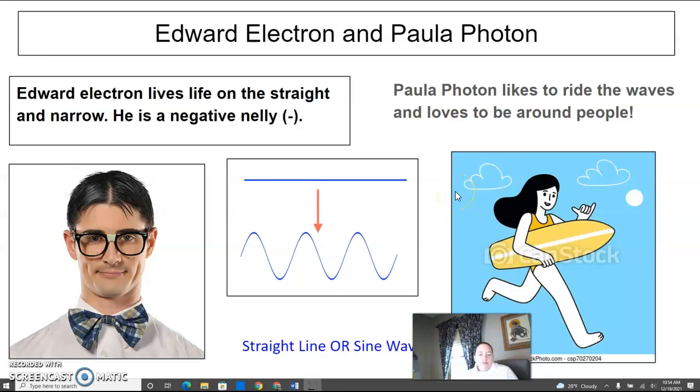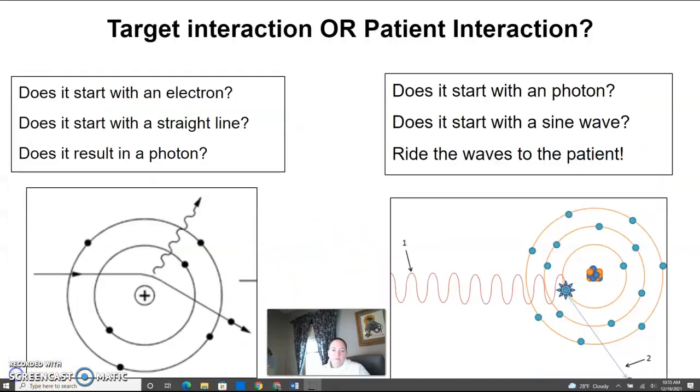Trying to figure out if the interaction is starting with an electron or starting with a photon is fairly easy. It's either going to start with something traveling in a straight line, or something traveling in this wavy line. This is also called a sine wave. I know a couple of people were unsure about this terminology. So a straight line is your Edward Electron. He lives life on the straight and narrow. Paula Photon, she likes to ride the waves, okay? Your photon goes towards the patient. Try and remember that.